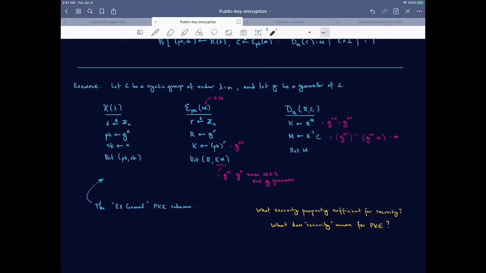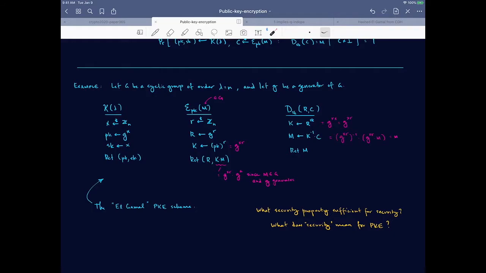It's almost a shame that Diffie and Hellman didn't just propose this as part of their paper, because that would have been the Diffie-Hellman encryption scheme. But nonetheless, this is the El-Gamal encryption scheme, named after Taher El-Gamal. So it really is going to look very much like the Diffie-Hellman key exchange.